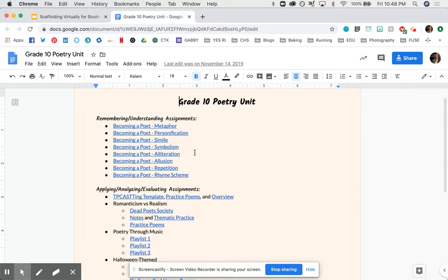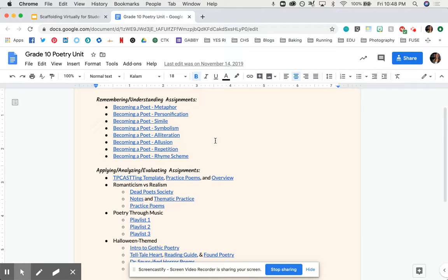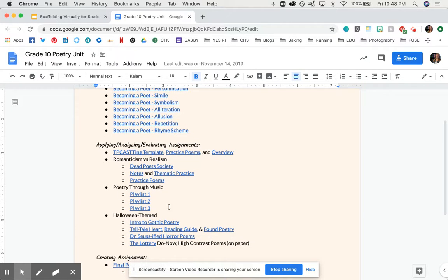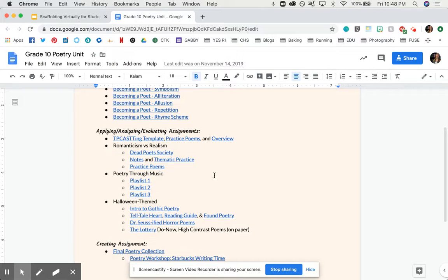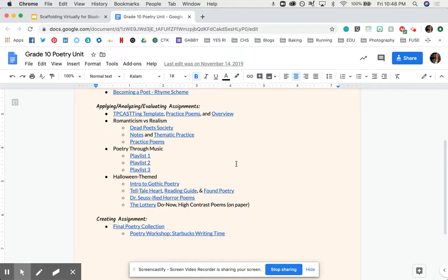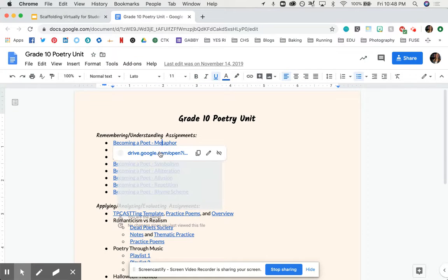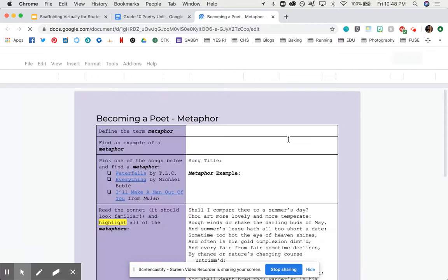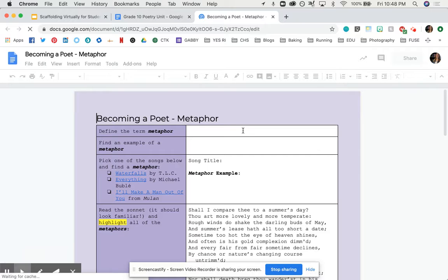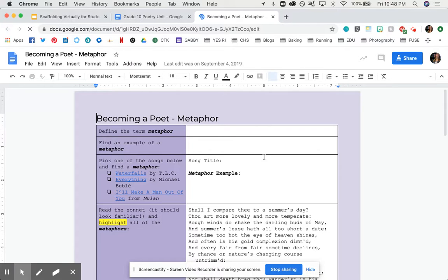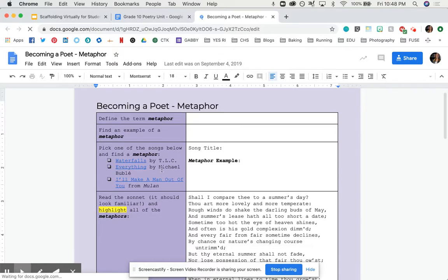So we remember these poetic concepts, metaphor, allusion, etc. They apply, analyze, and evaluate different texts. So the next 3 steps of Bloom's taxonomy, looking at different poems, looking at different genres, etc. Finally, they're creating their own poetry collection using the knowledge they've gained from this poetry unit. If you take a deeper dive into these individual assignments, they're also scaffolded for Bloom's taxonomy. So, for example, our metaphor playlist: recall a definition of metaphor, find an example of a metaphor, look at these examples of songs and sonnets and identify the metaphors.